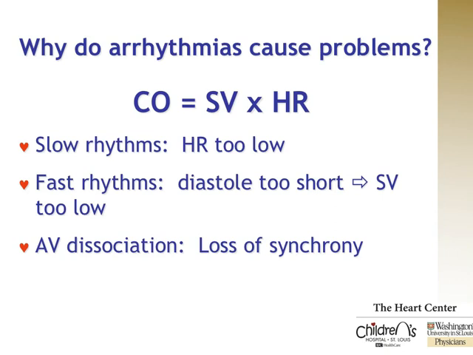Fast rhythms cause problems because diastole is too short. If the heart's going so fast, the relaxation phase is so short that the ventricle doesn't fill adequately, and that compromises stroke volume. And then also, rhythms can cause problems through the loss of AV synchrony. While the atrium doesn't exclusively fill the ventricle, that atrial contraction fills the ventricle a little bit more at the end of diastole, which can be an important contributor to 10 to 20% of cardiac output by priming that ventricle to eject more efficiently.